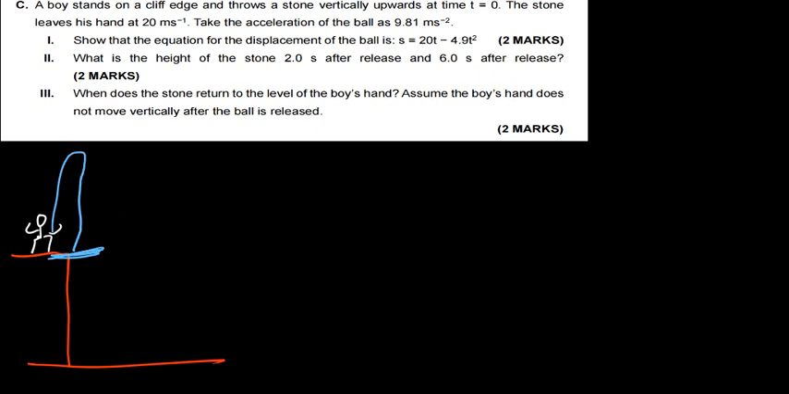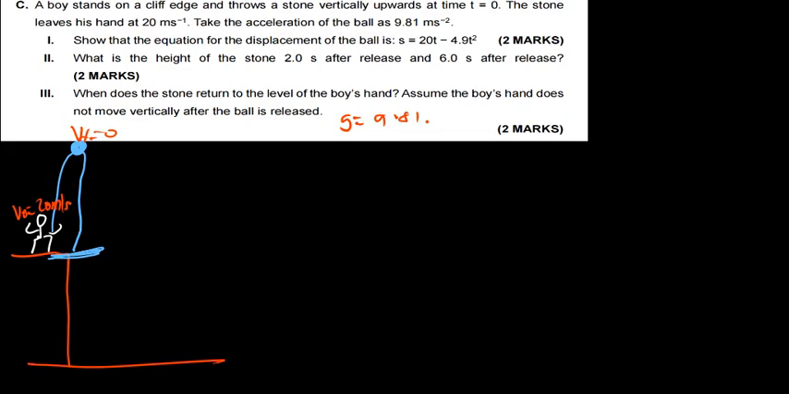Okay, so when it reaches that point, that will be the maximum height. That one we should know. Once it reaches that maximum height, the v final there is 0. So this boy, they're saying that the time the stone leaves his hand, the initial velocity is 20 meters per second. Take acceleration due to gravity g to be 9.81 meters per second squared. Show that the equation for the displacement of the ball is that.